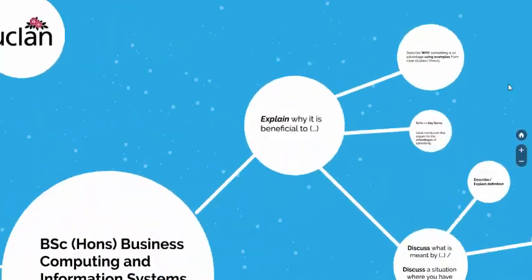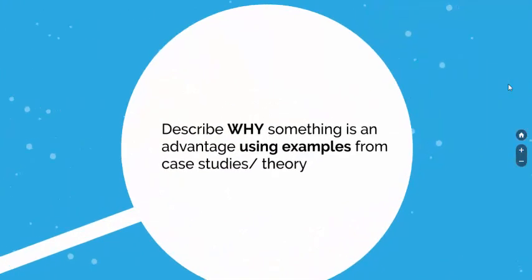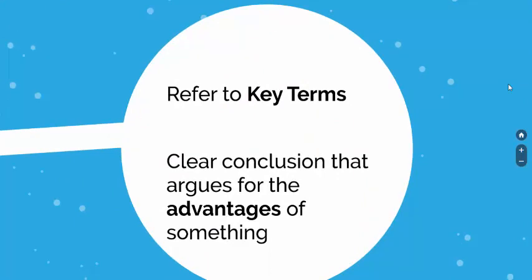Next is to explain why it is beneficial to. First, provide a description of how and why something is beneficial, using examples from case studies and theories. Be sure to refer to key terms. You should come to a clear conclusion that argues the advantages for the topic in question. In this question, it is important to write a bit more in depth and try to understand how and why something is an advantage, rather than just state that it is an advantage.